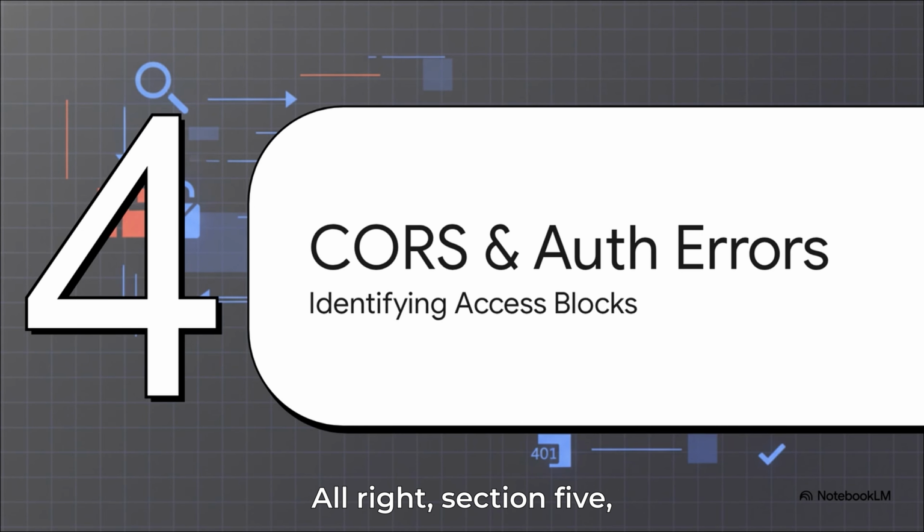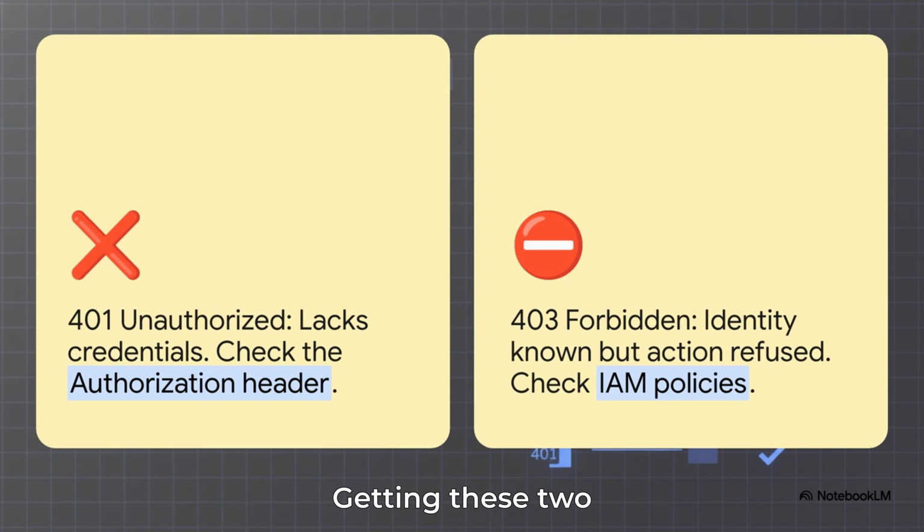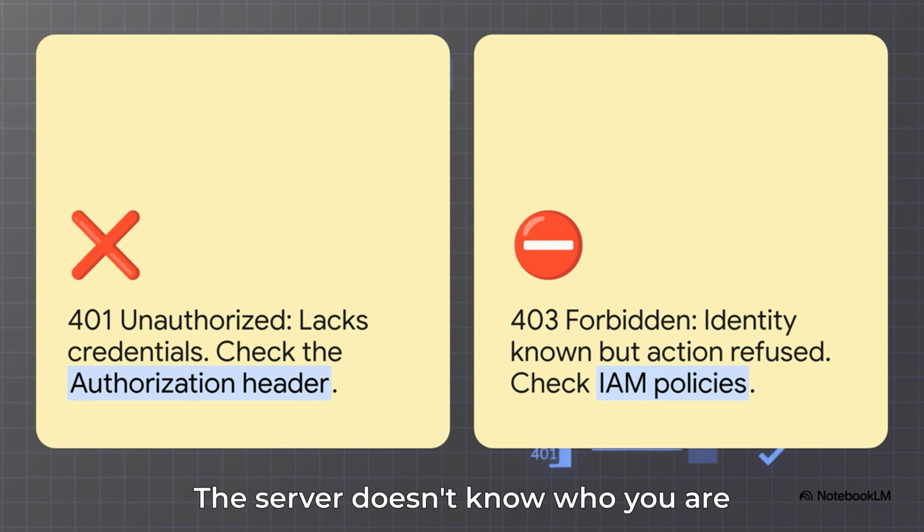All right, Section 5, Identifying CORS and Auth. This is where things get really interesting. Getting these two specific errors confused will send you down the wrong troubleshooting rabbit hole for sure. Let's clear it up. A 401 unauthorized means you lack the right key. The server doesn't know who you are, or maybe your token expired. Your very first move here is to check the authorization request header.